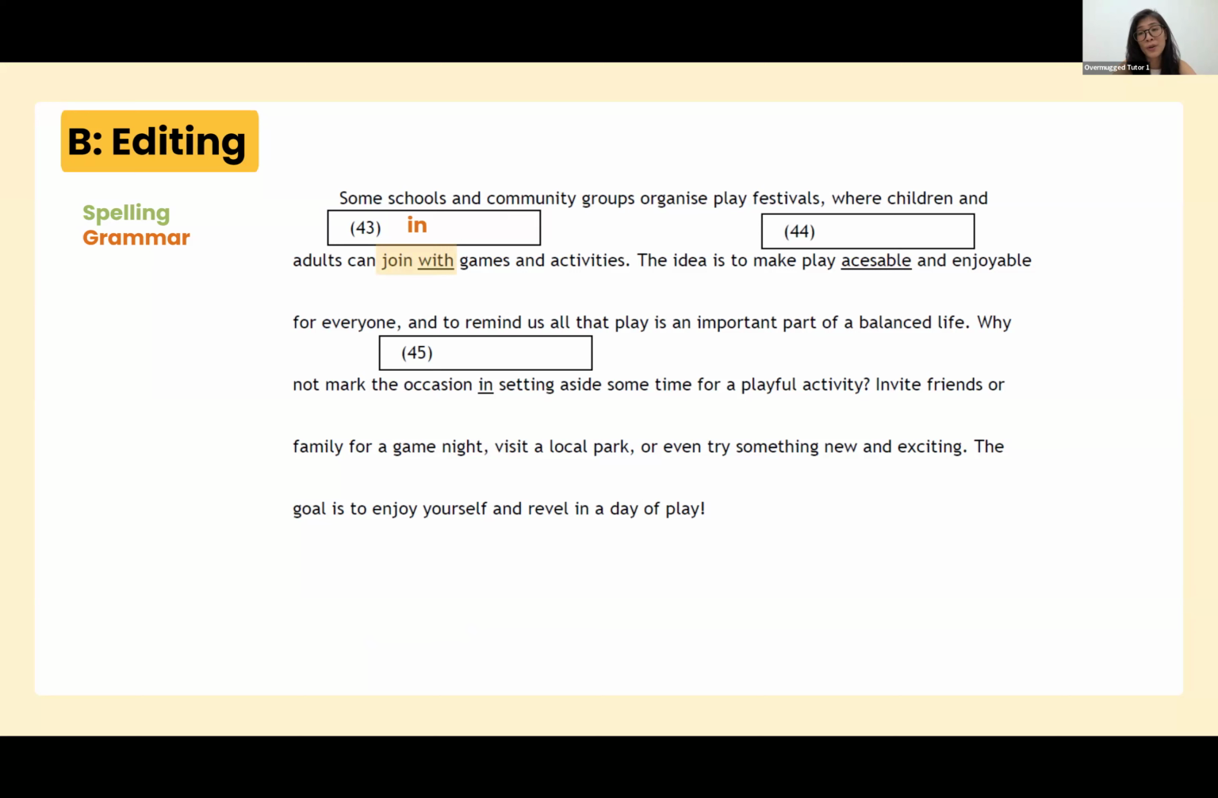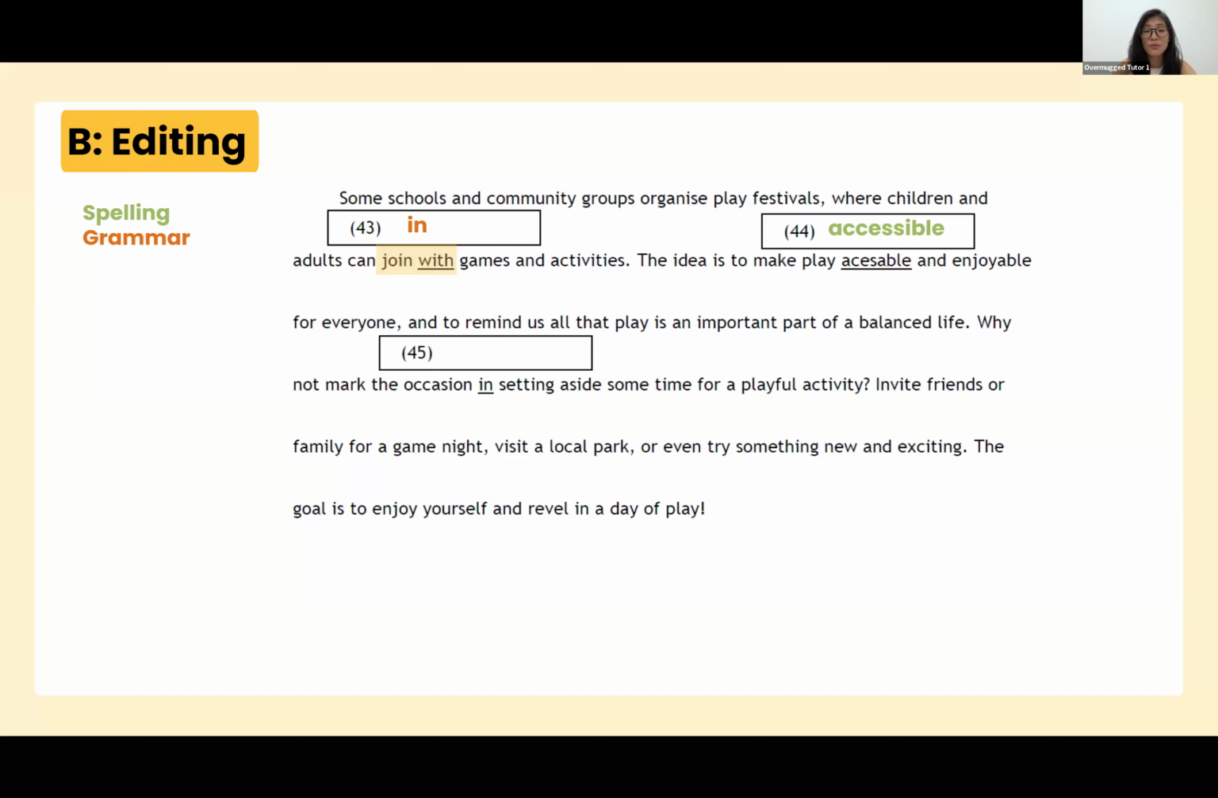Question 44 is a spelling word. It makes play accessible. Accessible is spelled with A-C-C-E-S-S. Double C, double S. I hope no one here tried to spell access with E-X-C-E-S-S. That means something else. It means something that's extra.